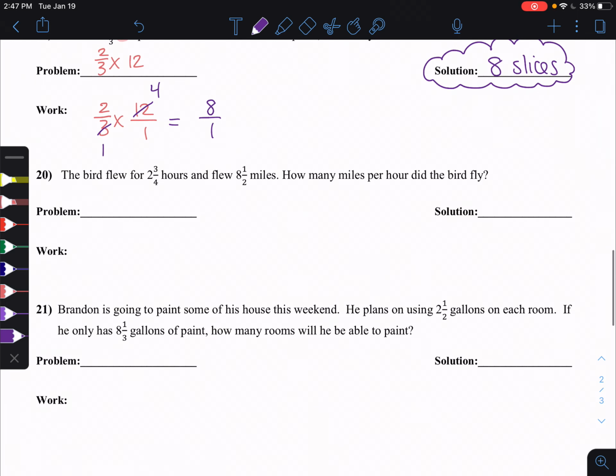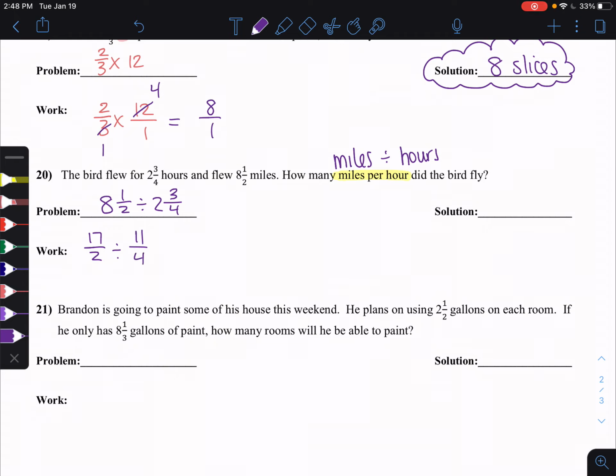Number 20 says the bird flew for 2 3/4 hours and flew 8.5 miles. How many miles per hour? Remember that miles per hour means miles divided by hours. So we have to make sure that our numbers are in the correct order. So 8.5 miles divided by 2 3/4 hours. I had to change both mixed numbers to improper fractions. So 8 times 2 is 16 plus 1 is 17 over 2, divided by 2 times 4 is 8 plus 3 is 11 over 4.